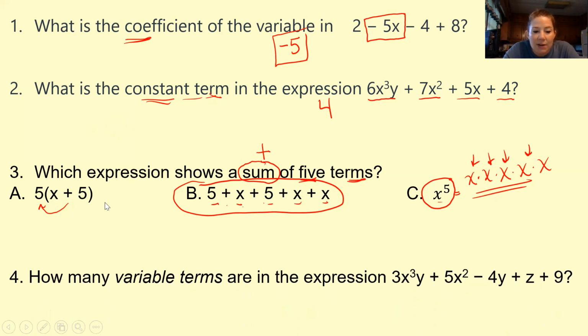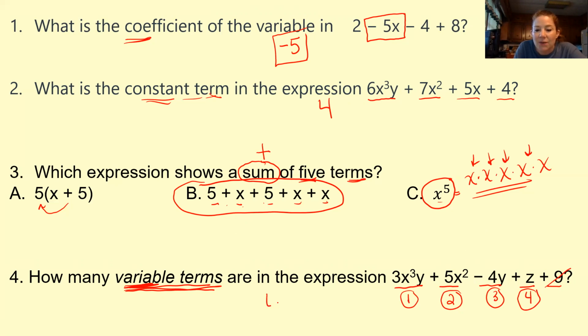All right, how many variable terms are in this expression? So variable terms, obviously, we're only counting the terms that have variables in them. So how many terms do we have? First of all, we have 1 term, 2 terms, 3, 4, 5 different terms because they're separated by plus and minus signs. So how many of those 5 have variables? Well, here's 1, 2, 3, 4, and the only one that doesn't have a variable is 9. So the answer is 4.